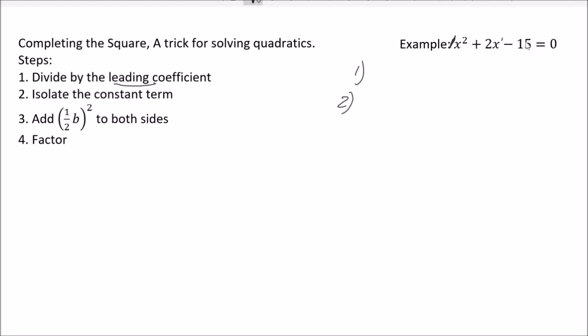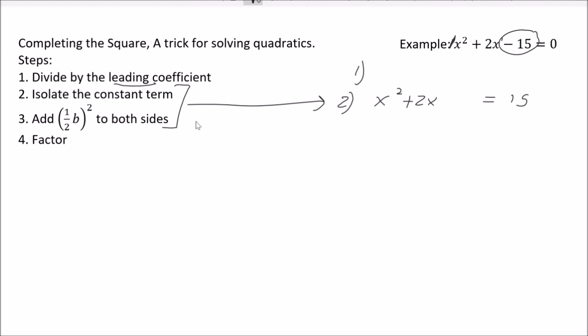Here's what that means. It means this is the constant down here. I mean, there's no variables with it. We're going to move that to the other side so it's all alone, like this. X squared plus 2x equals 15. Now notice, I left an empty spot here. You don't have to do that, but what that will allow us to do is do steps 2 and 3 at the same time. Because now they want us to add 1/2 b.